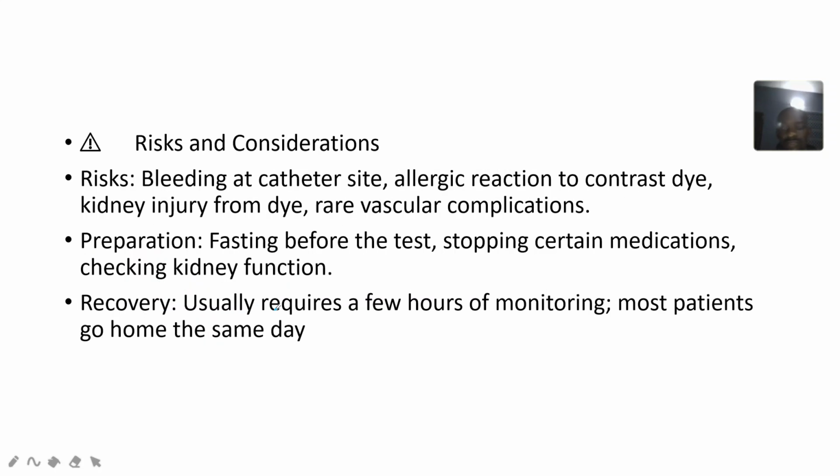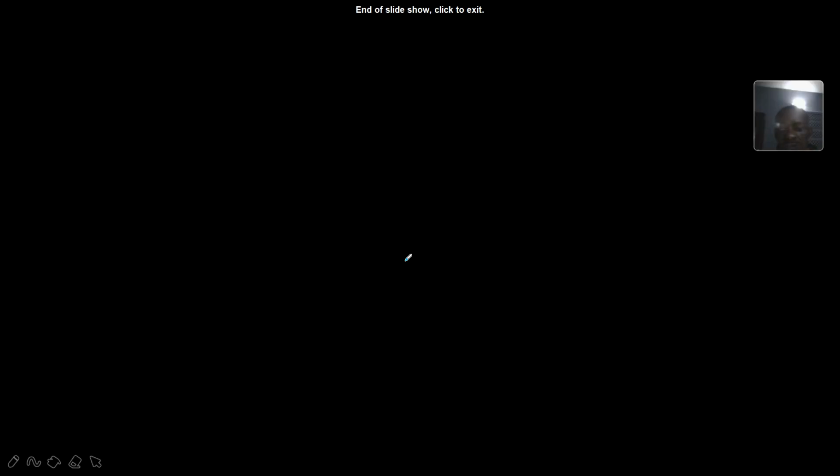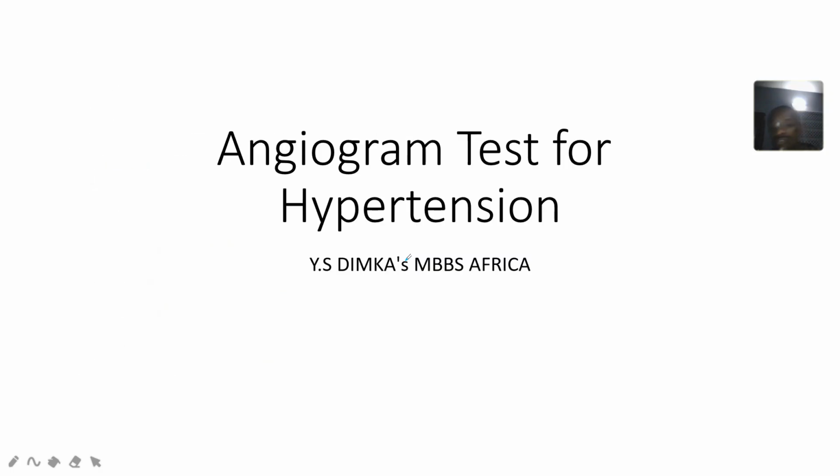So risk and consideration is there could be bleeding at the catheter site, so you guys should be prepared, and you have to make sure that the patient is not allergic to the contrast dye, you know, and kidney injury from the dye. If the dye is too strong, and probably the patient already has an underlying kidney issue. Okay, so preparation is fasting before test, stop some certain medications that I feel like the contrast dye could actually react with. So this is angiogram test.